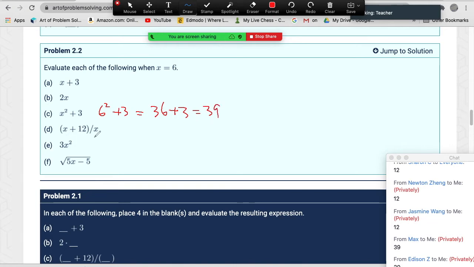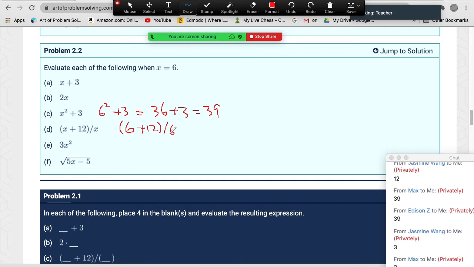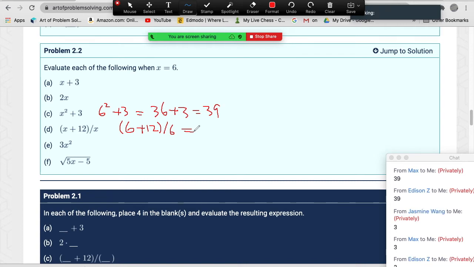Now let's see D. For D, you need to write this one as 6 plus 12, then divided by 6. Okay, Jasmine right, Max right. Who else? Anderson right. Yeah, this one equals 6 plus 12, that's 18. Then 18 divided by 6, that's 3.